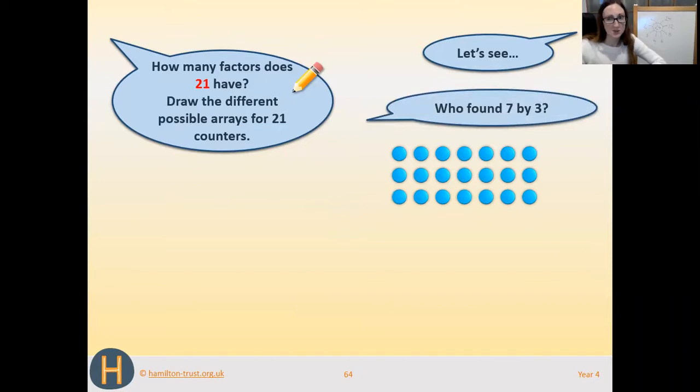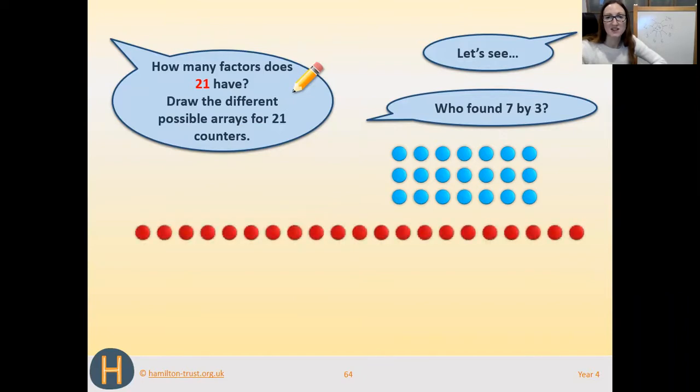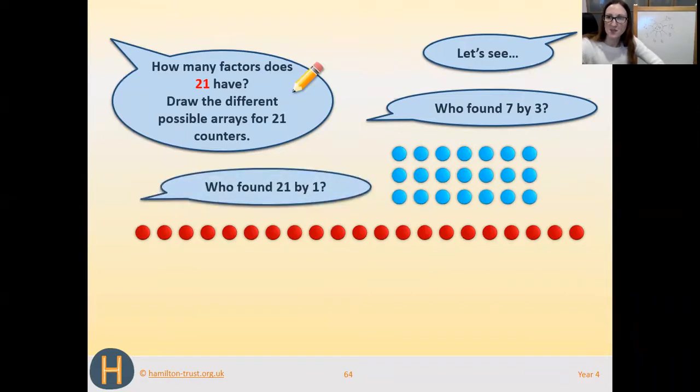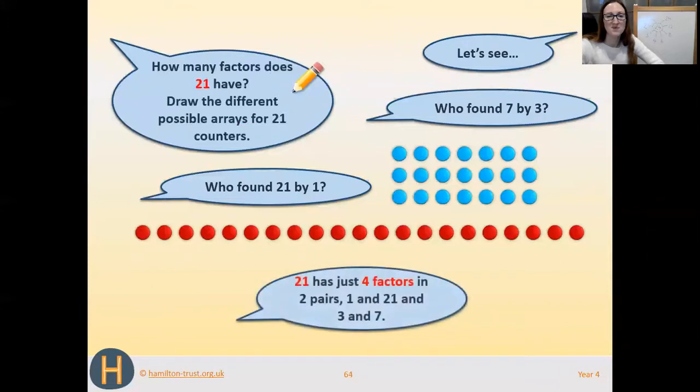One way of representing 21 with an array is 7 by 3, because 7 multiplied by 3 is 21. So 7 and 3 are factors. Of course, the long one, we could have one row of 21 counters. So 1 and 21 are factors of 21, because 1 times 21 is 21. And in this case, that's all of the possible factors.